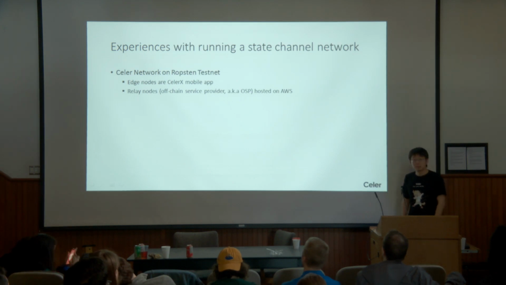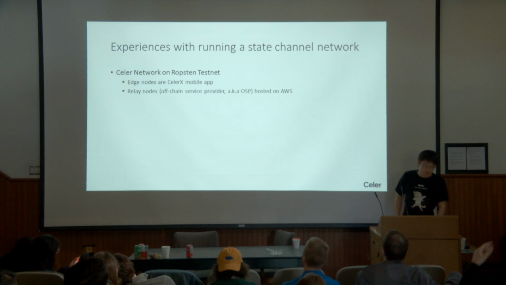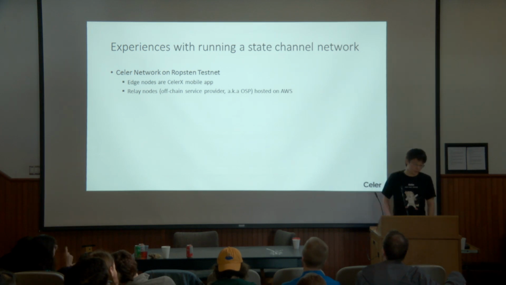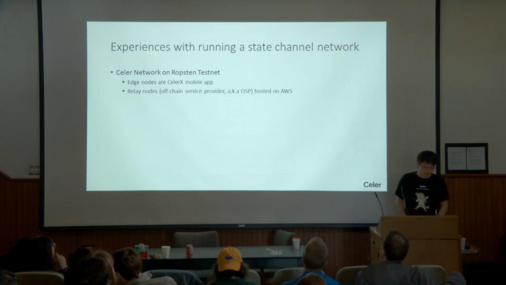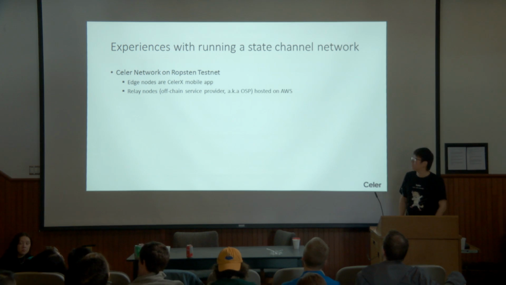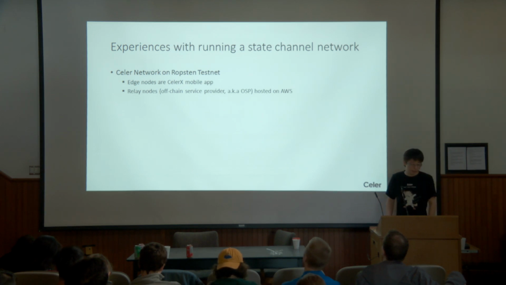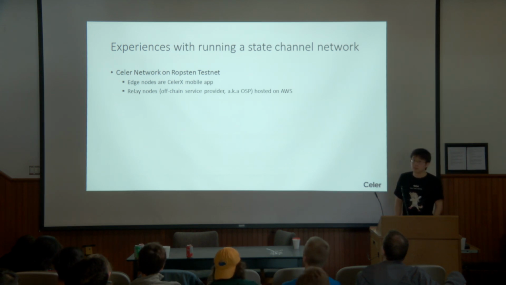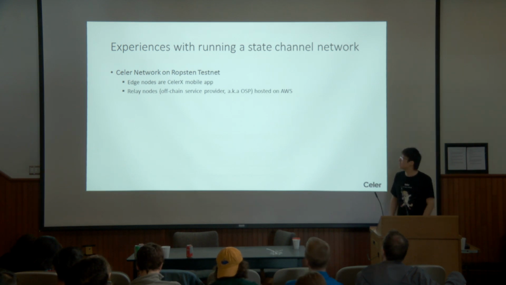So first I would like to share some of our experience in running a real state channel network on the Ropsten testnet. A few months ago, we did a testnet campaign on Ropsten, and the edge nodes are our Celer X mobile app on Android and iOS, and the payment relay nodes we implemented and developed ourselves, hosted on AWS. We call it the Off-Chain Service Provider, or OSP.